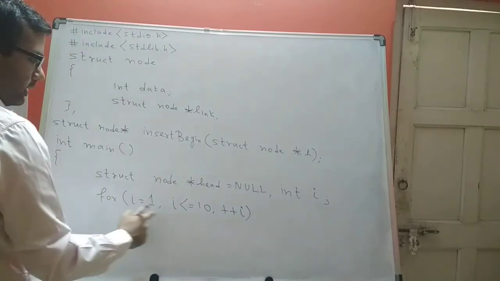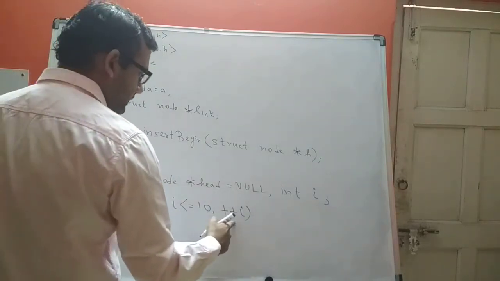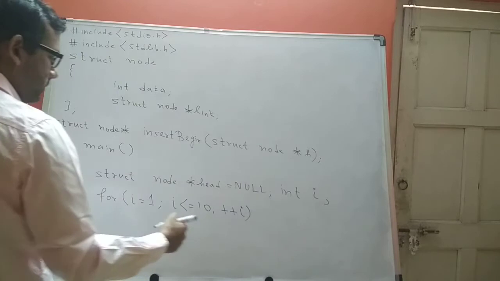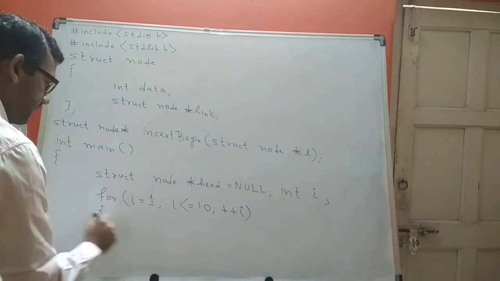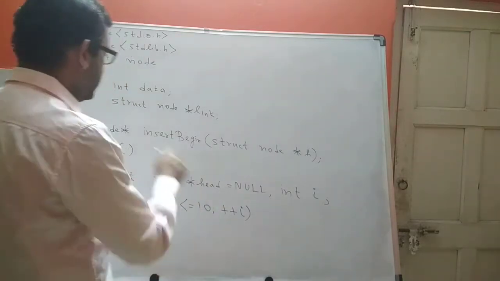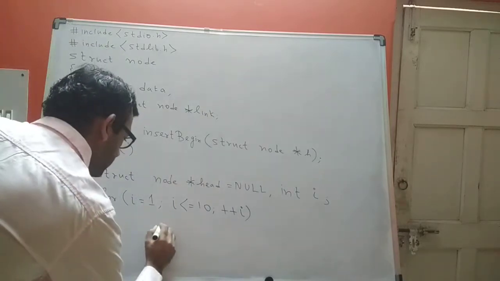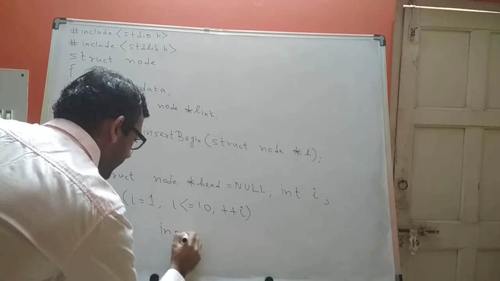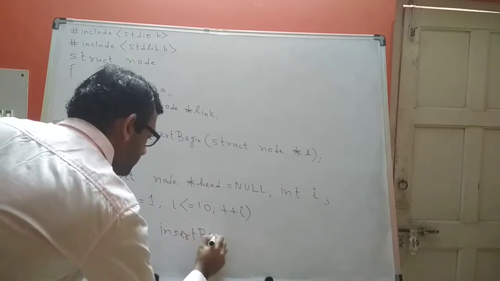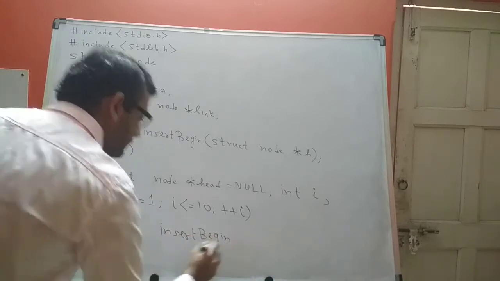So this is the initialization, this is your test condition, and this is the updation. Every time this loop runs, what will I write in the body? Every time the loop runs, I'll be calling this function. So let me call this function. How do I call a function? I write the name of the function. That's the first thing that I do.